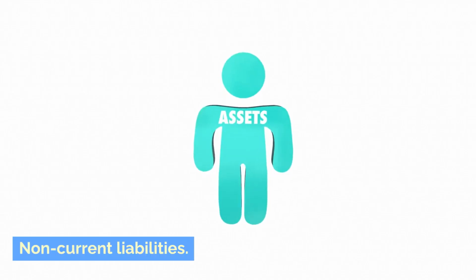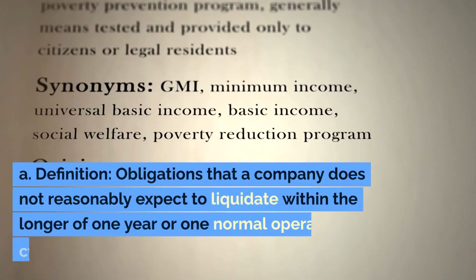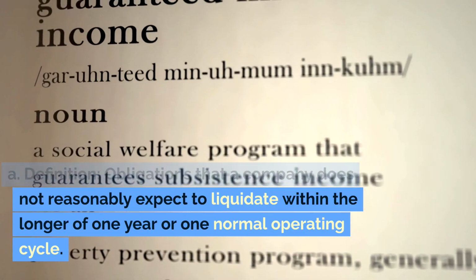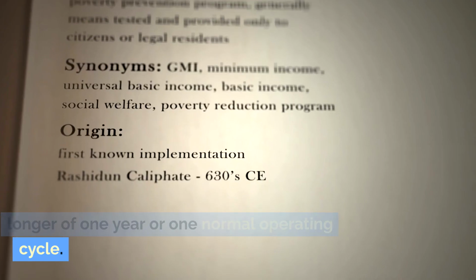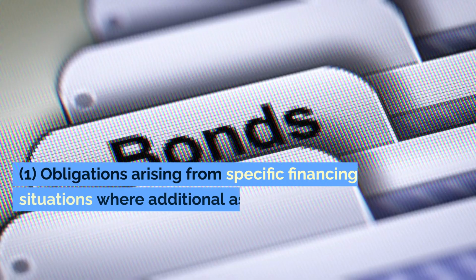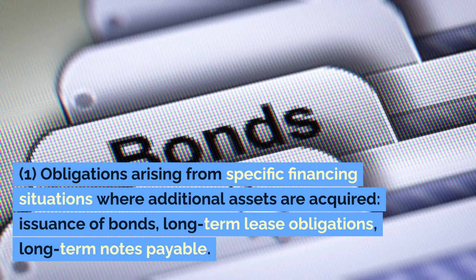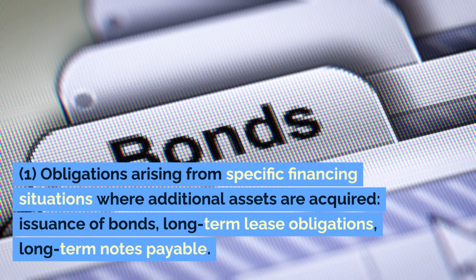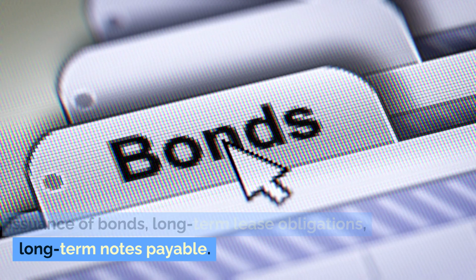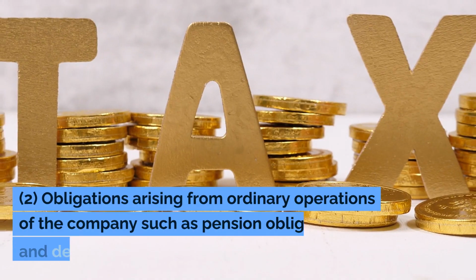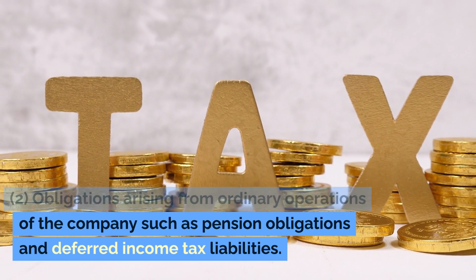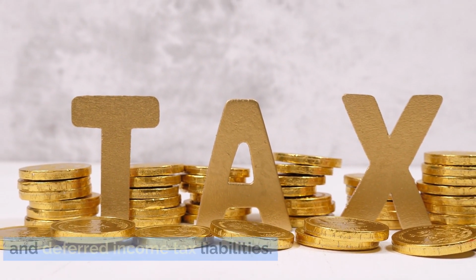7. Non-current liabilities. A. Definition. Obligations that a company does not reasonably expect to liquidate within the longer of 1 year or one normal operating cycle. B. There are 3 types. 1. Obligations arising from specific financing situations where additional assets are acquired. Issuance of bonds, long-term lease obligations, long-term notes payable. 2. Obligations arising from ordinary operations of the company such as pension obligations and deferred income tax liabilities.